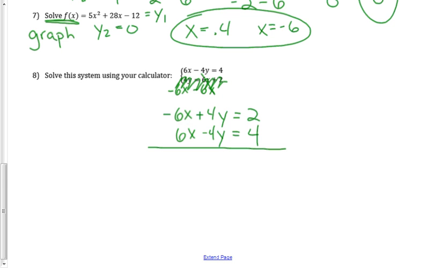So when I combine these two, negative 6 plus 6, that cancels out. 4 plus negative 4, that also cancels out. So I end up with nothing over here. And 6 on the right, well, 0 can't ever equal 6. So we know when that happens, we have no solution.